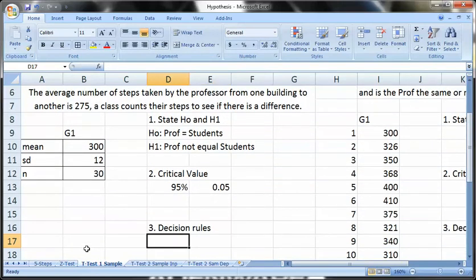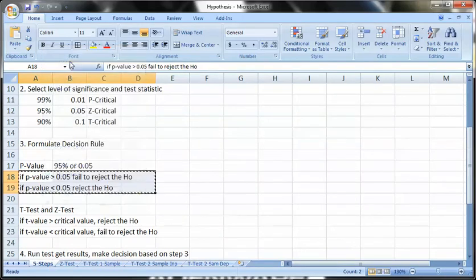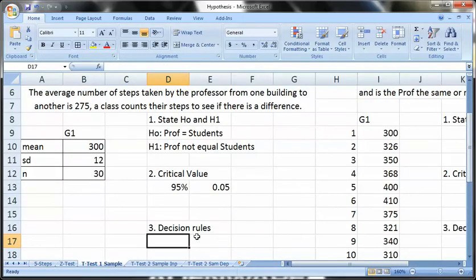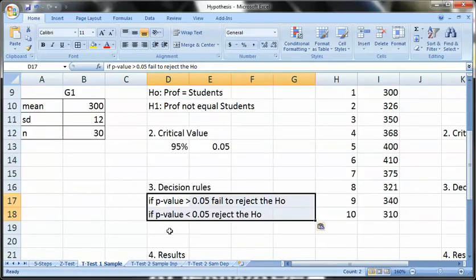Decision rules, I'm going to be going back over here, copying, pasting here. Now we just need to find our results. So basically, if the p-value is greater than 0.05, we fail to reject the null. If the p-value is less than 0.05, we reject the null.